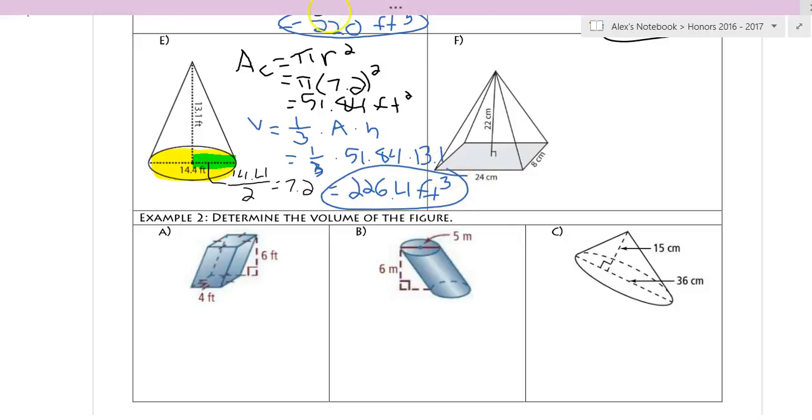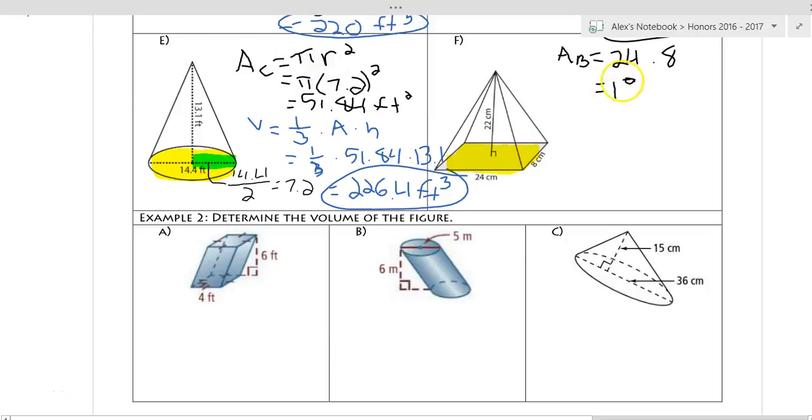Alright, then for F, again, this rectangle is my base. So I have to start by finding the area of my base, which equals 24 times 8, which equals 192 centimeters squared.